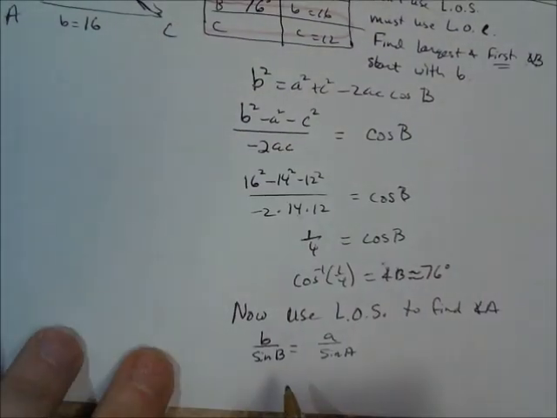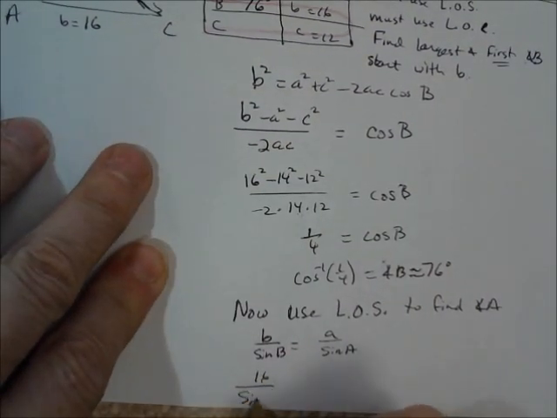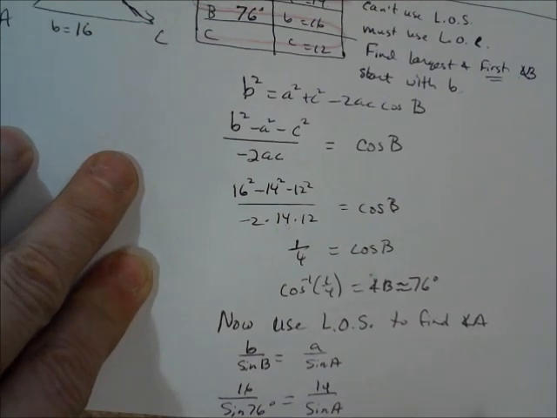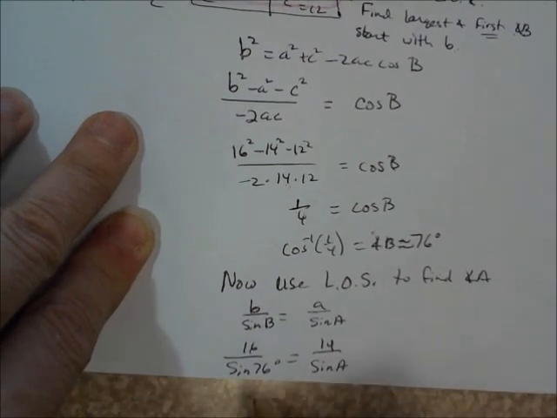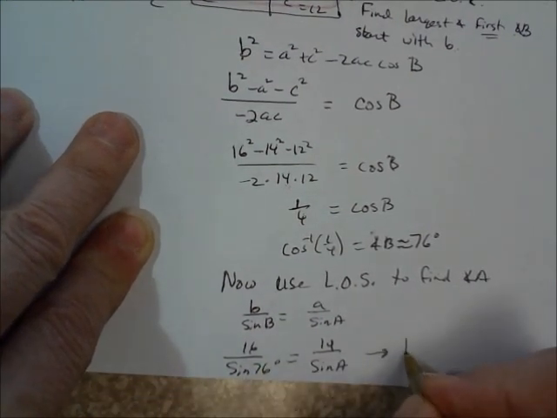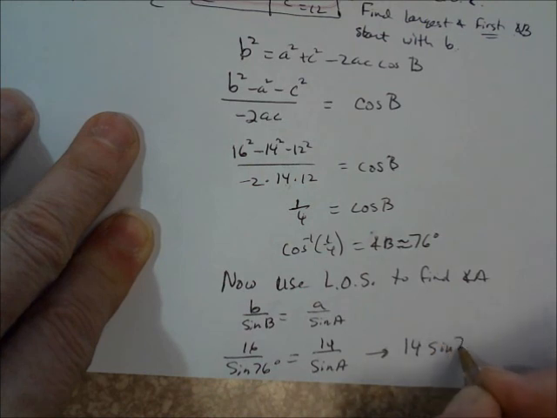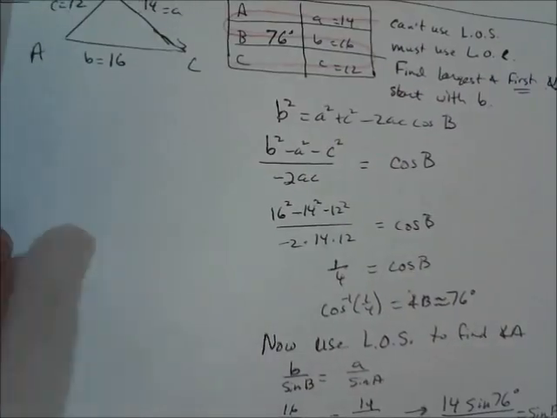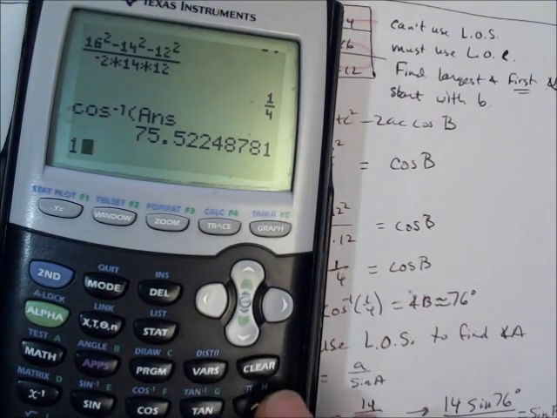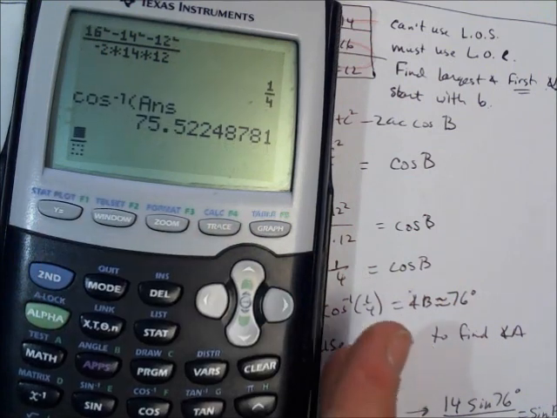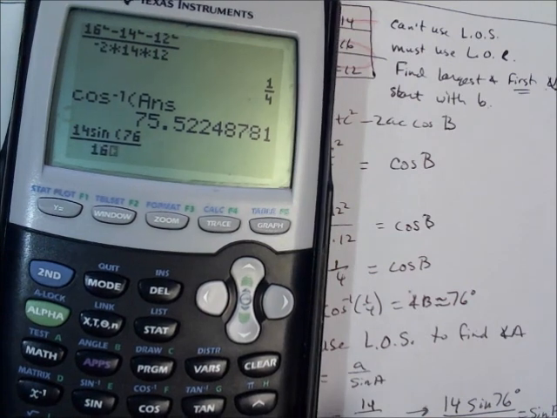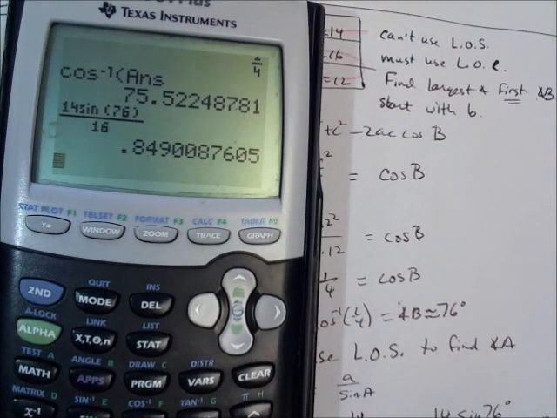So from the chart up there, we have 16 over the sine of 76 is equal to 14 over the sine of A. And now when we do our cross multiplication like we do with the law of sines, that gives us 14 times the sine of 76 divided by 16 equals the sine of A. 14 sine of 76 divided by 16. So that's 0.8490.